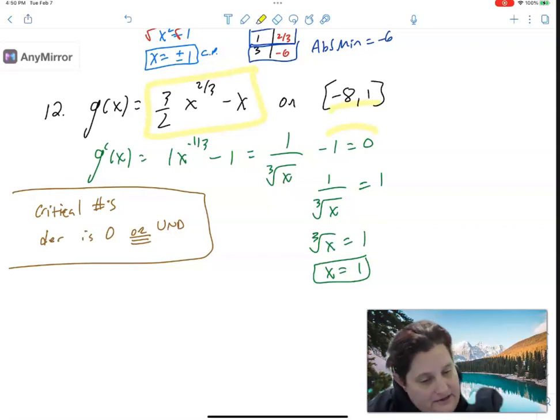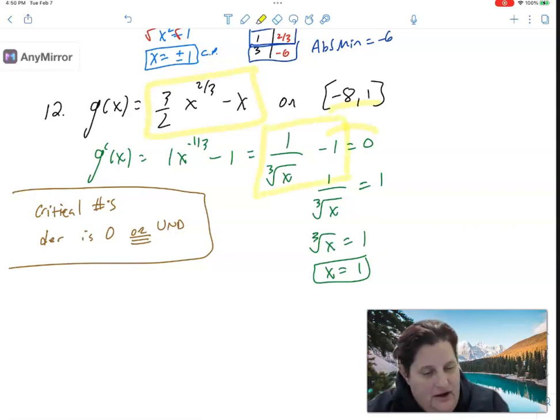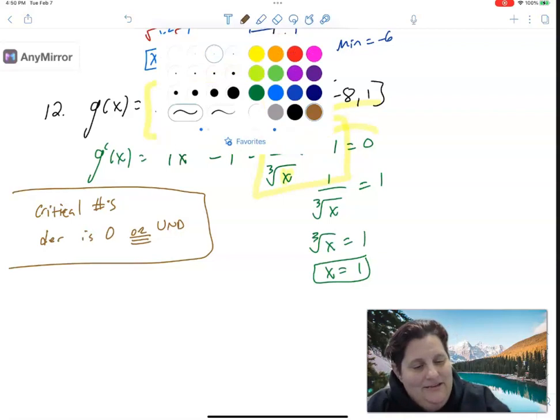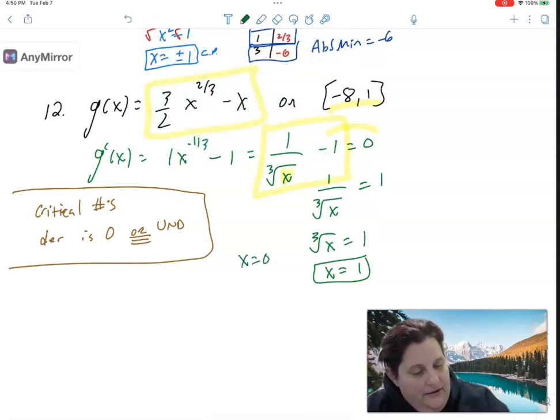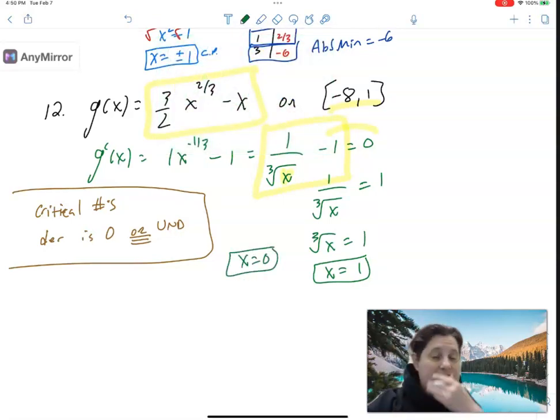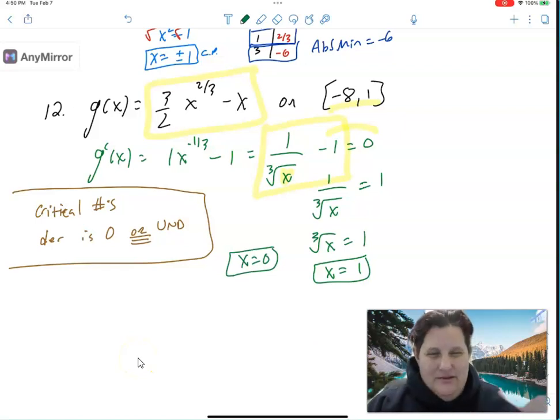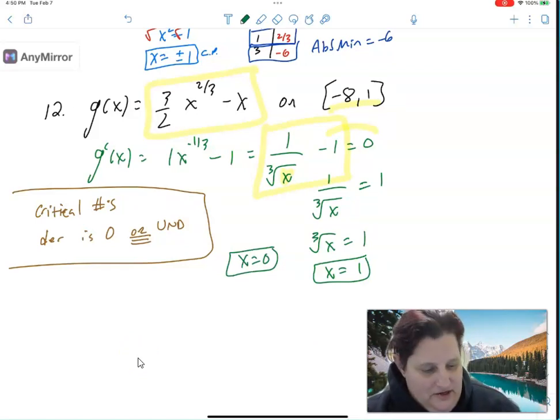But when I got to the derivative, there actually was an undefined point here. Can you guys tell where the undefined point is? Something that would make the bottom 0. x equals 0 is undefined, so it's still a critical number. Now, this is a very tricky thing to try to get.